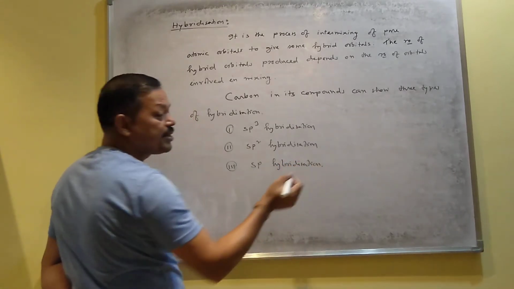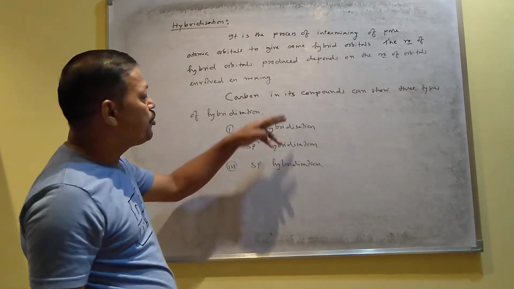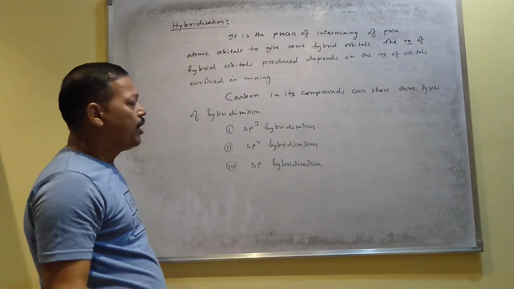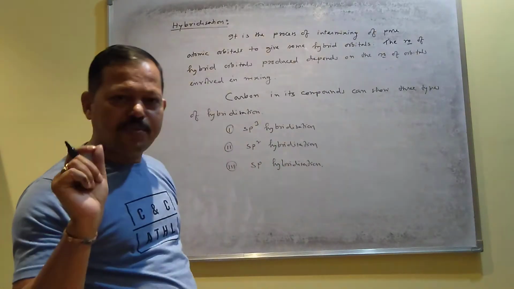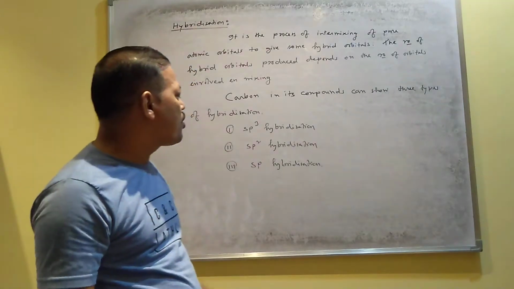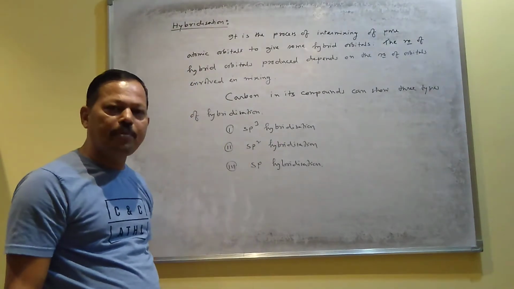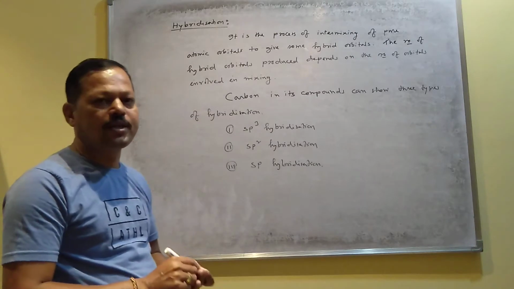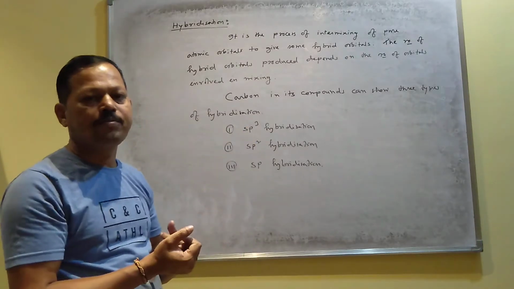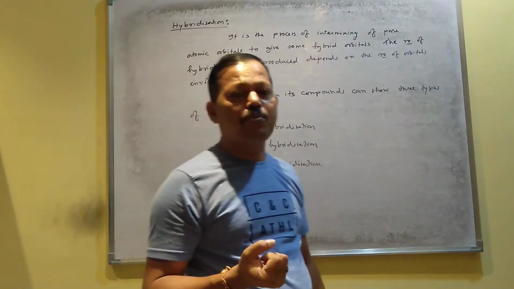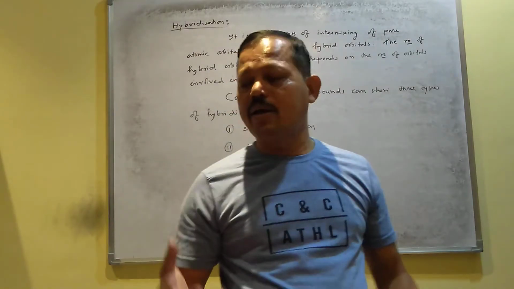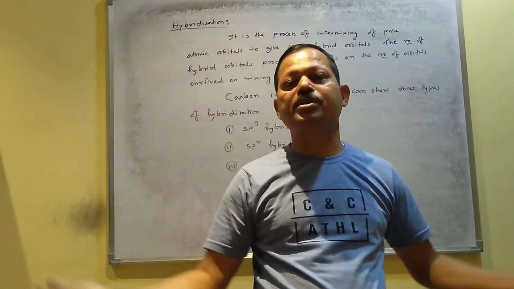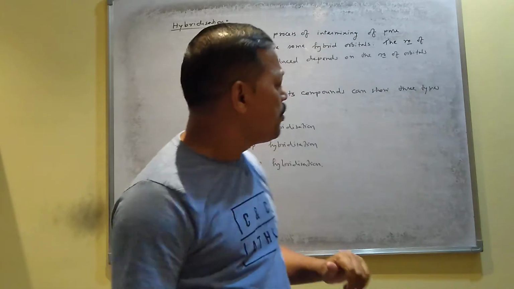In some carbon compounds you will get sp3 hybridization, in some compounds you will get sp2 hybridization, and in some compounds carbon undergoes sp hybridization. I mean, by doing hybridization they will form the hybrid orbitals. After production of hybrid orbitals, they will overlap with the orbitals of surrounding atoms and produce the bonds.